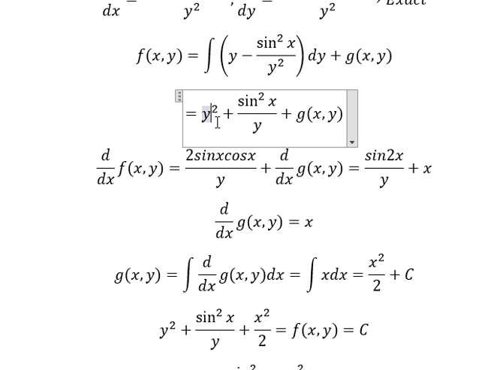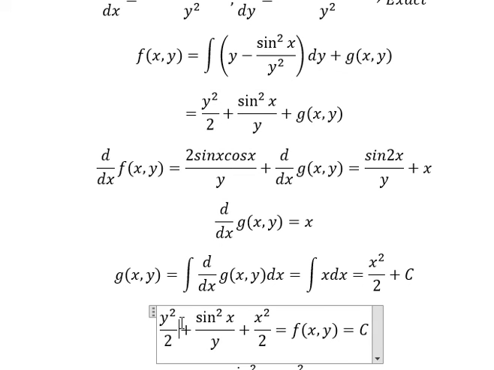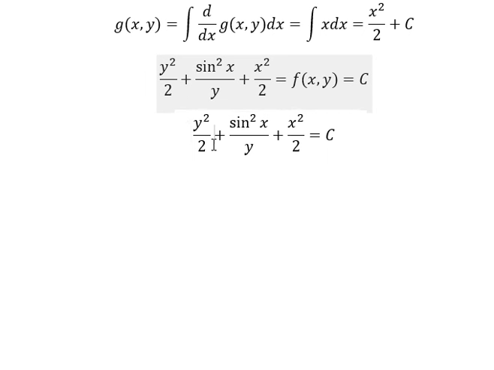Oh, sorry, I need to add this. The integration of y, that's y squared over 2. Sorry about that. And here is the final answer. This is the end.